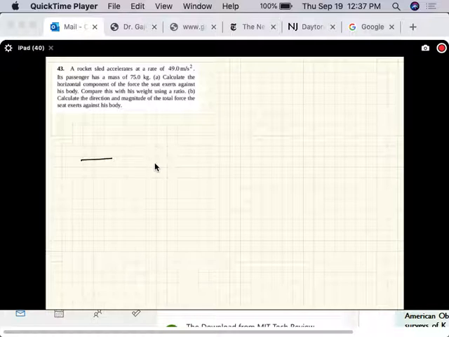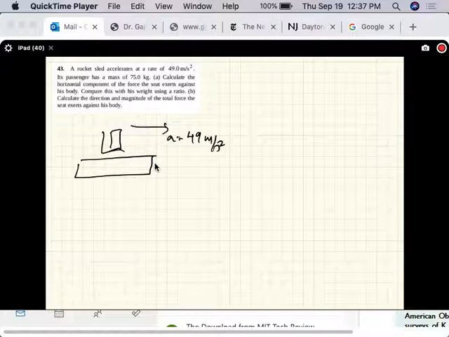So I guess I'll make a simple drawing here. There's the seat, there's the person, and this whole thing is accelerating at 49 meters per second squared. The question is, calculate the horizontal component of the force the seat exerts against his body. So what we are interested in is the motion of this guy. And Newton's second law can be applied to any object, so we'll apply it to this object.